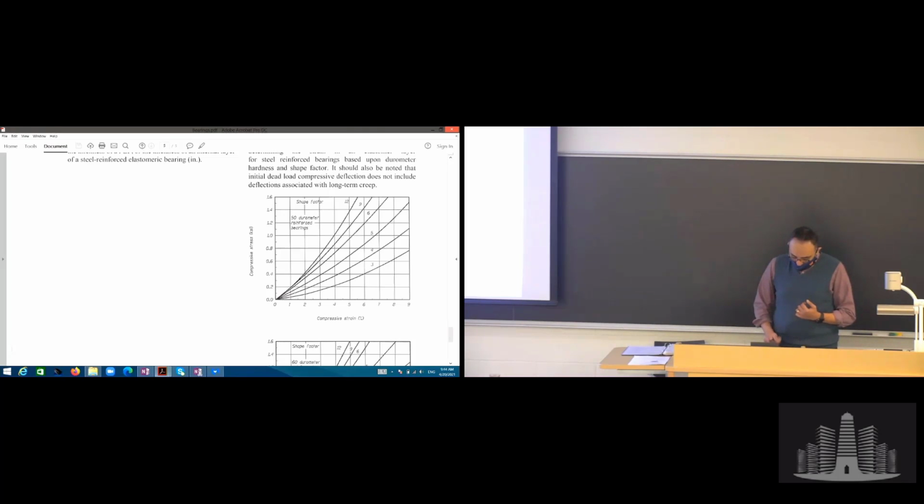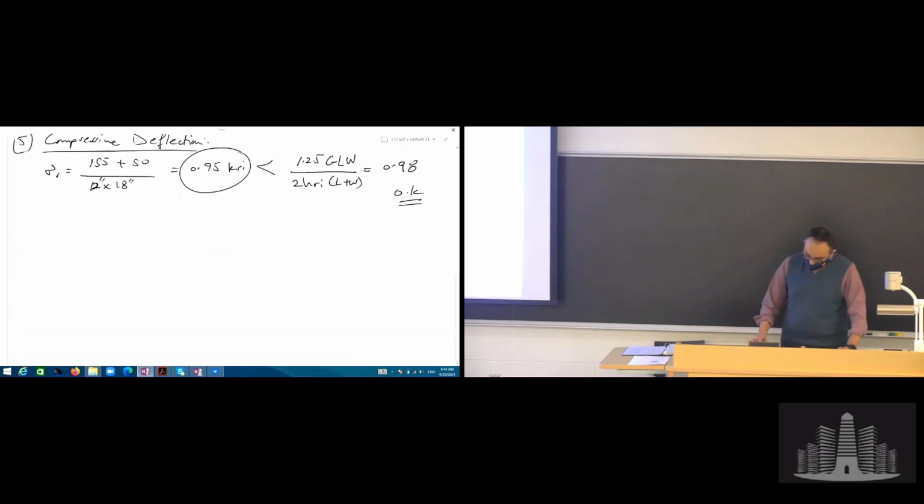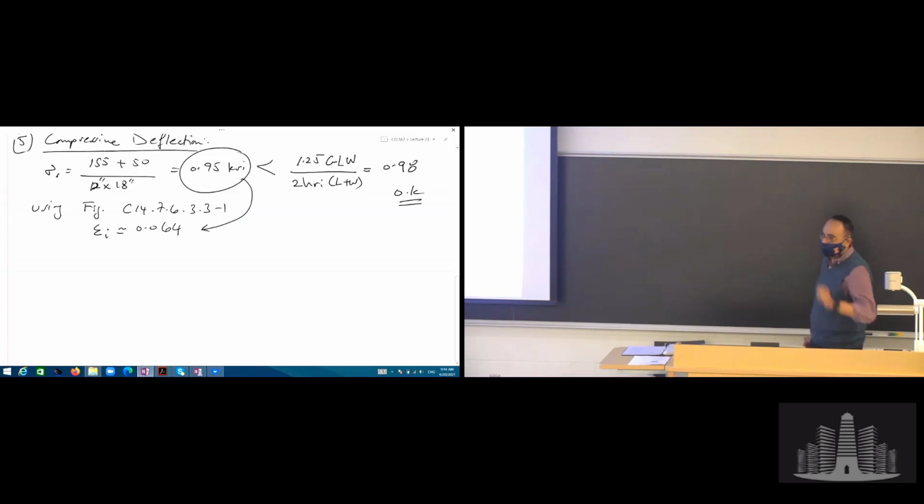If you go back to our solution here, I'll write down that using figure C14.7.6.3.3-1, the figure we just looked at, given this stress value, you will be able to determine the strain value, and you will find it roughly to be 0.064, corresponding to that stress of 0.95. So this stress will cause compressive strain per layer of that much.